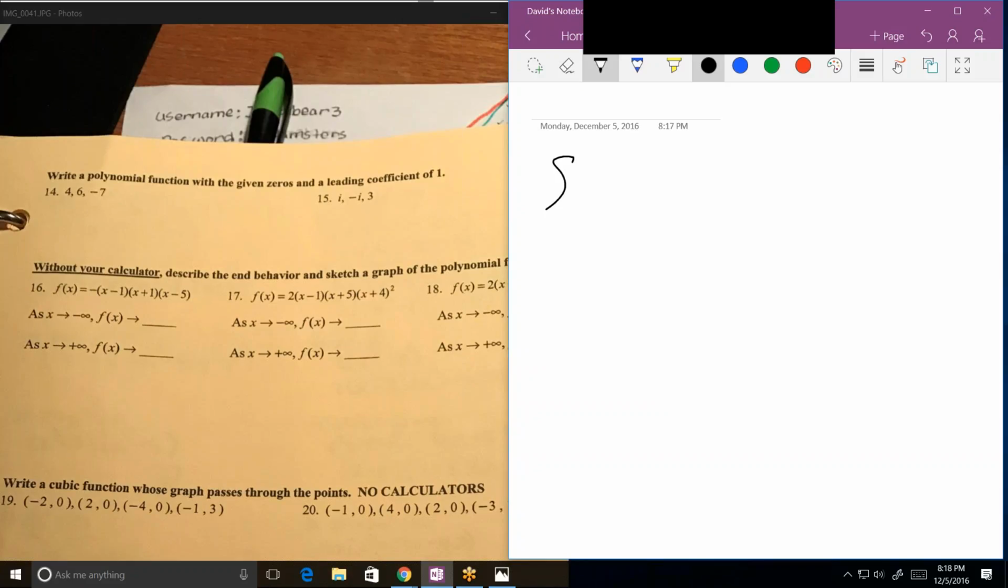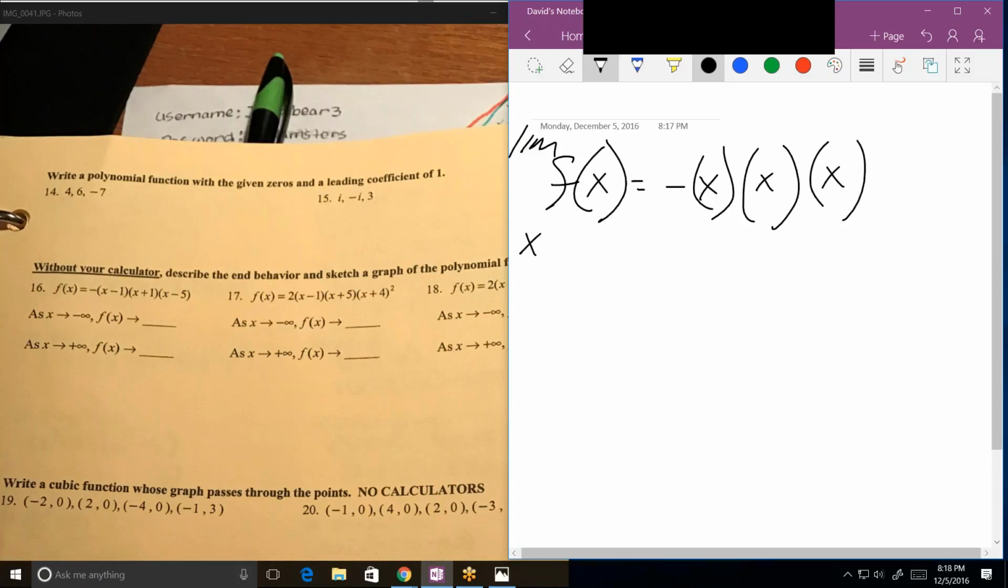This minus 1 is immaterial, the plus 1 is immaterial, and the minus 5 is immaterial. So this is the same exact problem as the following: minus x times x times x. I want the limit of that as x goes to positive infinity first. What would that give you? Wouldn't that give you positive infinity? No, I've still got a negative sign there. I got three infinities, all positive, times one another. That's positive infinity, but then I still got the negative. So it'd be negative infinity.